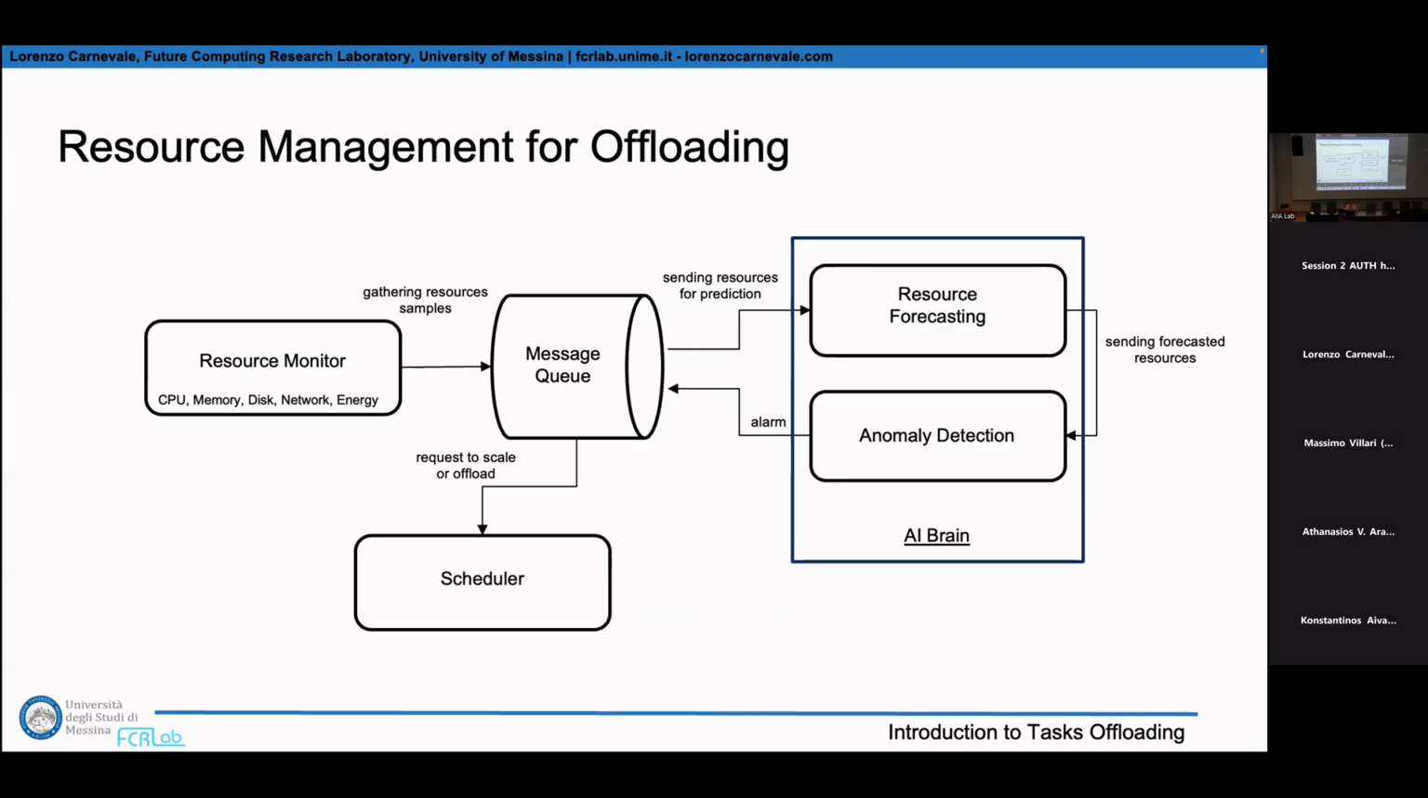monitor the resources. What are the resources? It is the CPU of the devices we have in the edge, the memory, the disk input output, the network, the energy, or a subset of it, of course. For a specific prototype, we don't need to use all of them. We gather resource samples and we send these resource samples through a message queue to specific AI models. We call it AI brain. That still can be deployed on the edge.